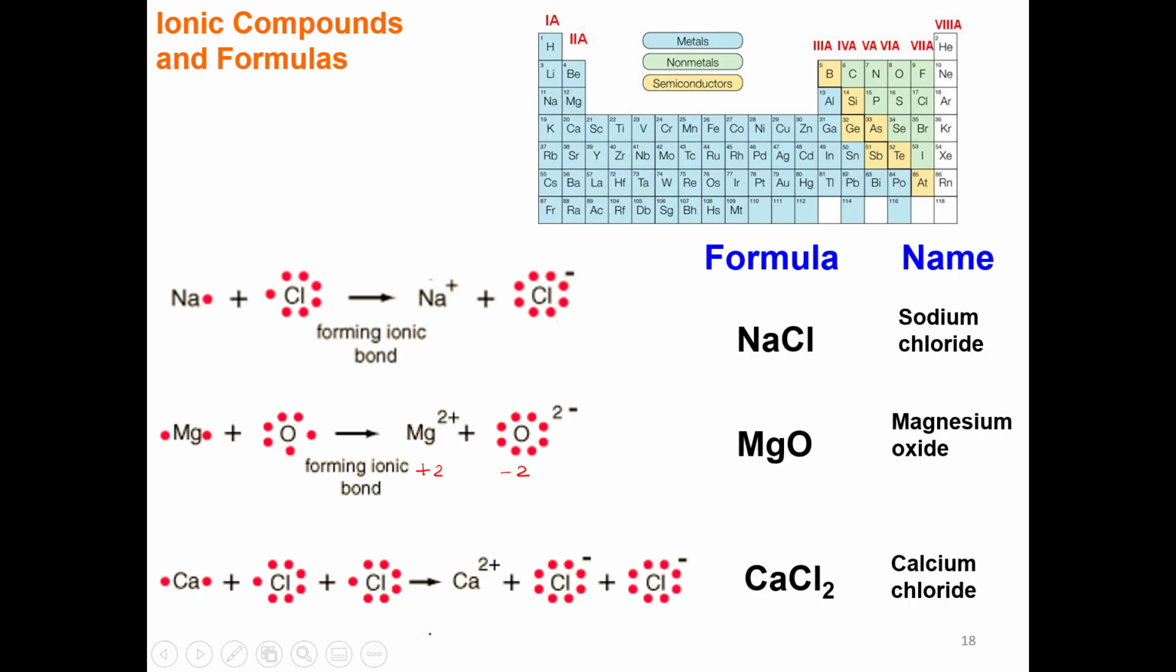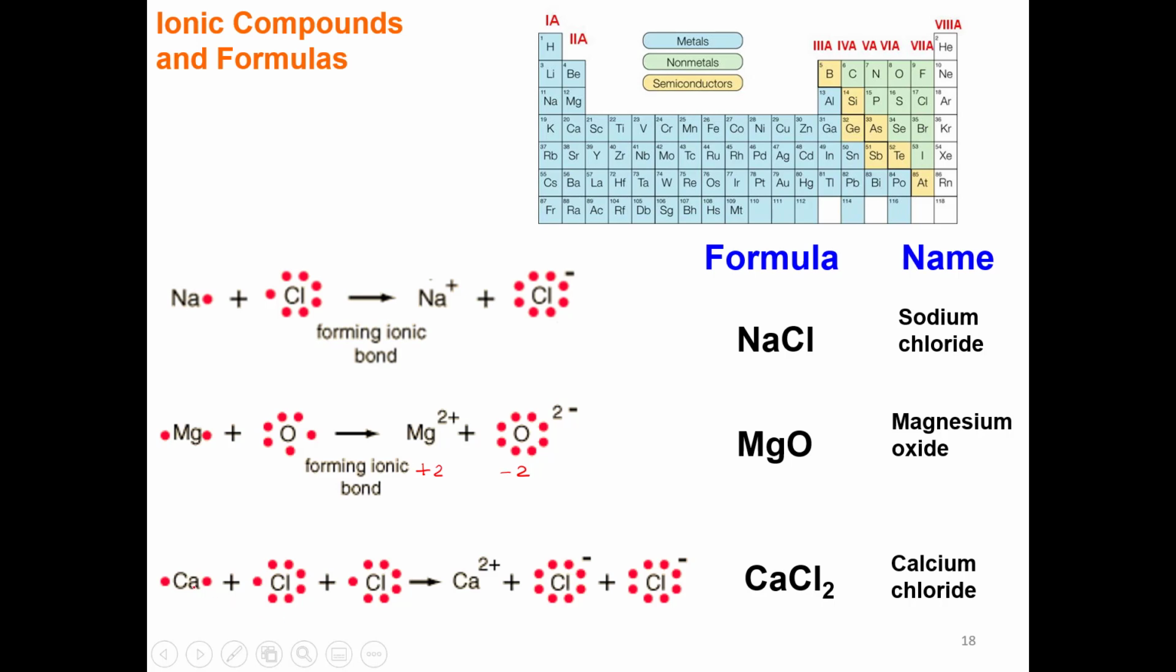Let's try the last example. In this case, we want to see what compound we can get if calcium reacts with chlorine. Calcium is in the second group, and this is why we have two electrons in the outer shell. Chlorine is in group 7, so chlorine has 7 electrons in the outer shell.